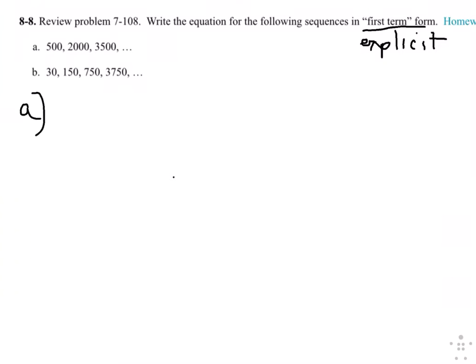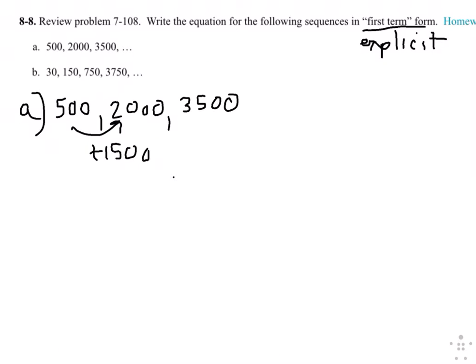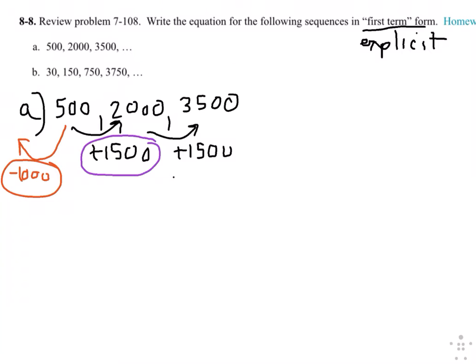Okay, so A, clearly we see that, let me just rewrite it so I have more space. We see that it's going up by 1,500 each time, right? 1,500 each time. So I have to find the 0th term, which doesn't exist, this imaginary 0th term back there, by subtracting 1,500 from 500, right? So I get negative, I'll write it here, negative 1,000, right? So there's the 0th term, and there's my slope, right?